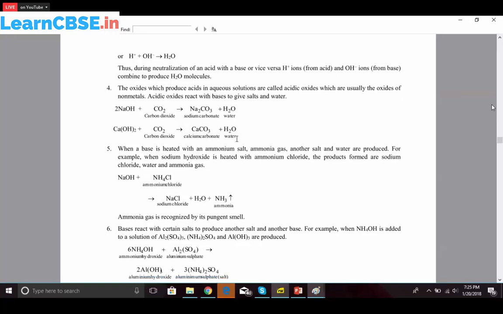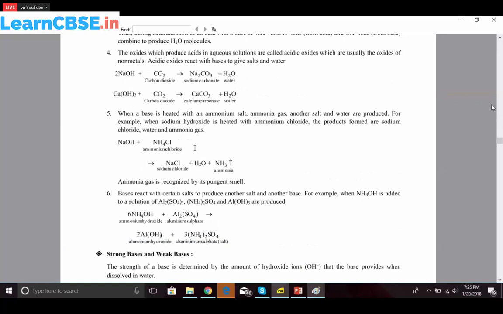At the same time, when we heat a base with an ammonium salt, it will give you ammonia. This is the test for ammonium ions. Suppose you are testing inorganic salts and you think the NH4 plus cation is present, we add a little bit of NaOH and heat it. Immediately NH3 gas, that is ammonia gas, will come out.